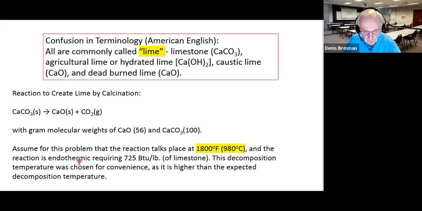And I'm also saying that that's an endothermic reaction. To decompose the compound calcium carbonate, it requires heat to form calcium oxide, and it requires 725 BTUs per pound of limestone. Now, we've got to be very careful while working this problem that we're working on a basis of pounds of the feedstock or pounds of the product. Most of the accountants of the world, of course, don't want to work in terms of pounds of product because that's what you sell.